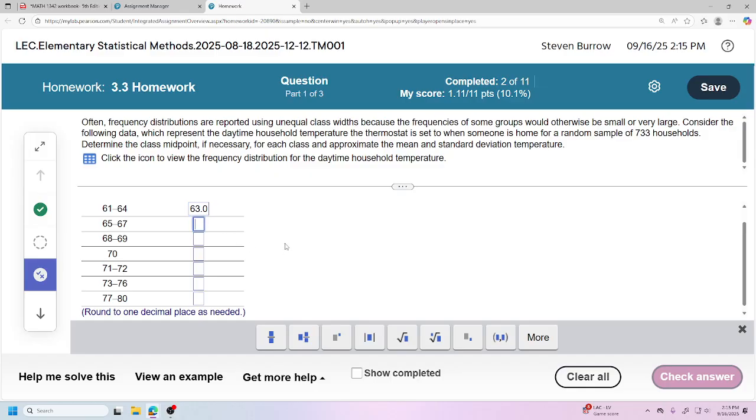I don't think you need the 0. Okay, between 65 and 68, so 65, 66, 67, 68. Yep, 66.5. Between 68 and 70, 69, yep, I don't need that point 0. We're going to fight the system here. Between 70 and 71, there we go. 71 to 73, perfect. 73 to 77, yes.